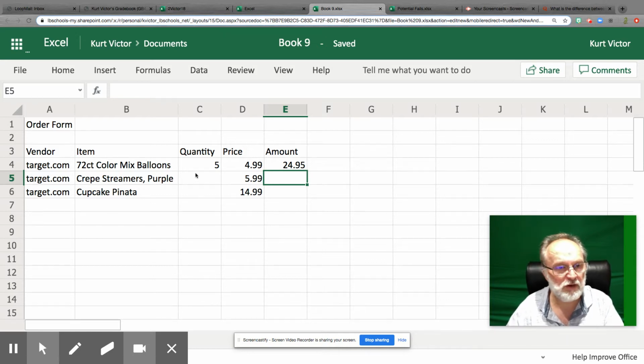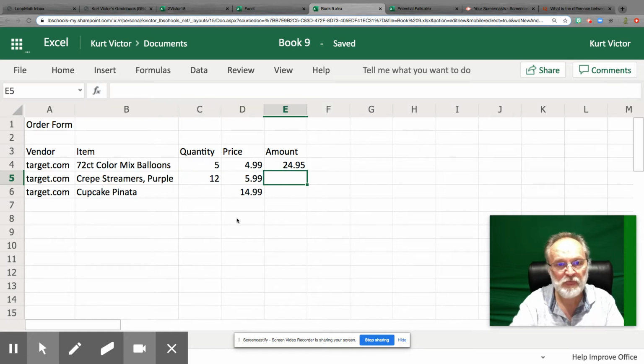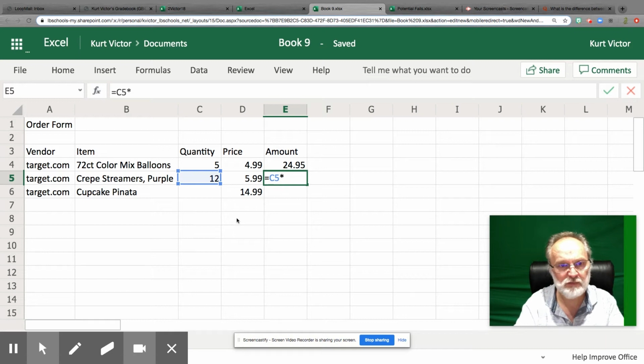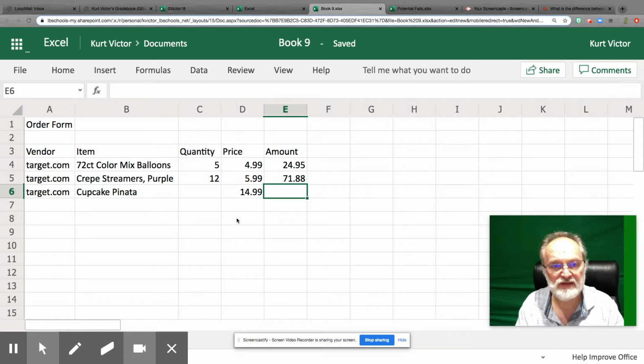Let's do that again with crepe paper streamers. If we're doing this in the gym, it's a big place. We're going to need a lot of these. So let's do 12 streamer rolls. Again, we're going to start with an equal sign, and we're going to multiply C5, our 12 streamers, times D5, the price of 1 roll of streamer, and that's going to give us $71.88 for streamers. Sounds like a lot, but it is a large gym.